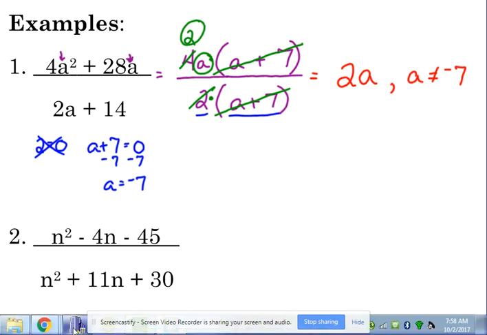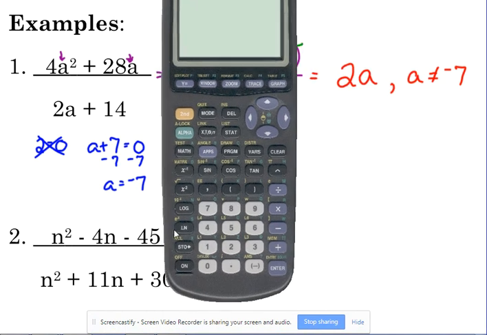Now let me show you how you can check this, and it's super, super easy. Take your calculator, plug the original problem into your y1, but be careful. You must put parentheses around the entire numerator. So parentheses 4a squared plus 28a, close your parentheses, divided by parentheses 2x plus 14, close your parentheses.